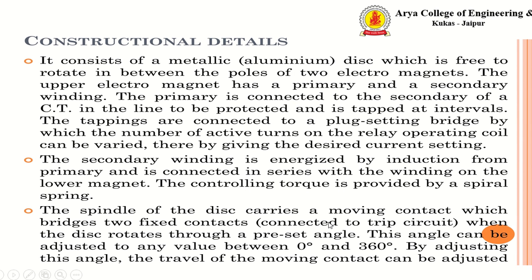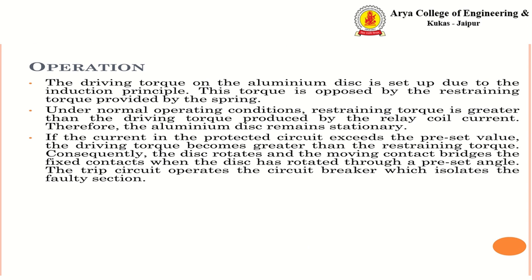The spindle of the disc carries a moving contact which bridges two fixed contacts. When the disc rotates through a preset angle, the angle can be adjusted to any value between 0 and 360 degrees. By adjusting this angle, the travel of the moving contact can be adjusted. Lastly, we will study the operation.